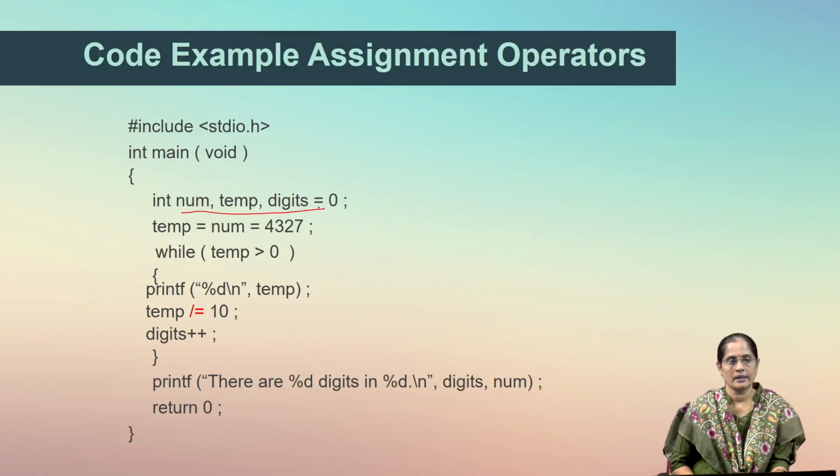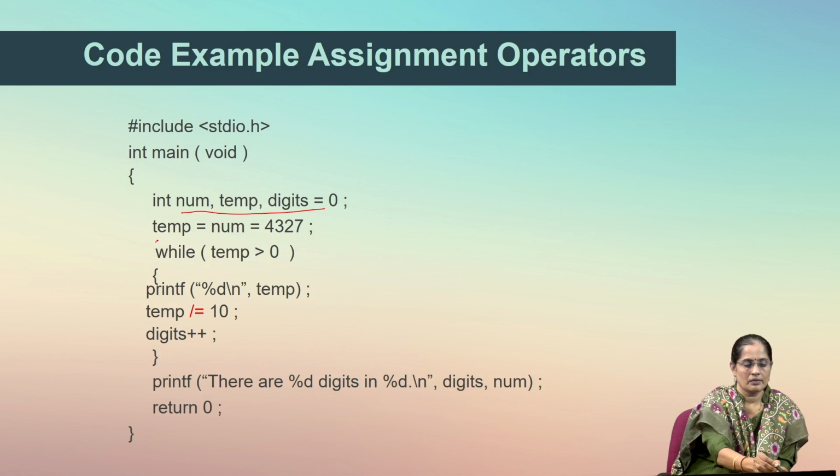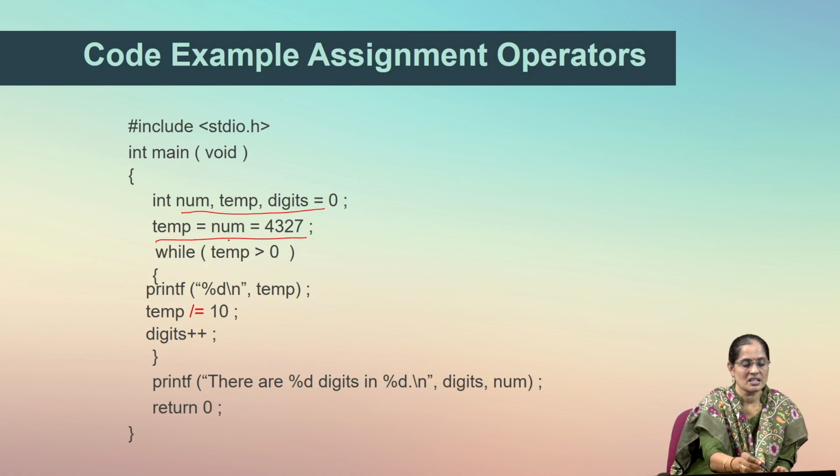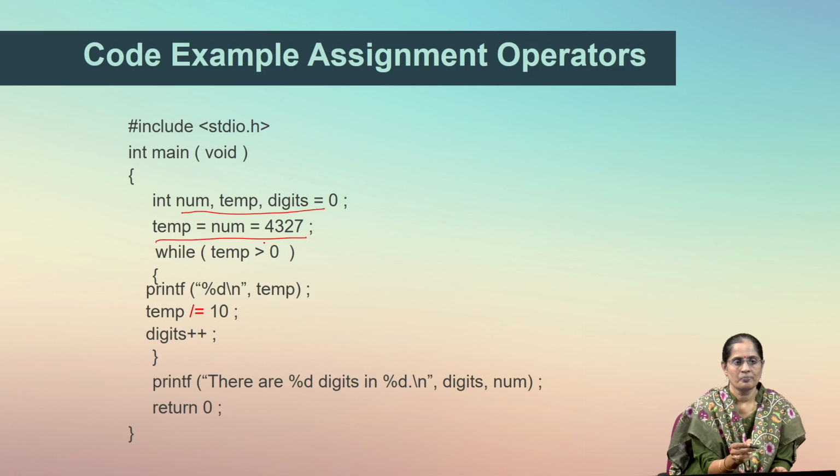So, in this case we can now see a code example. I mean, the assignment operation and how it can be applied in code. In this program we have three variables declared: int num, temp and digits. The value of digits is assigned the value 0. Then we assign the value 4327 to both the variables temp and num. Here you can see that the assignment operation is carried out for two variables simultaneously.